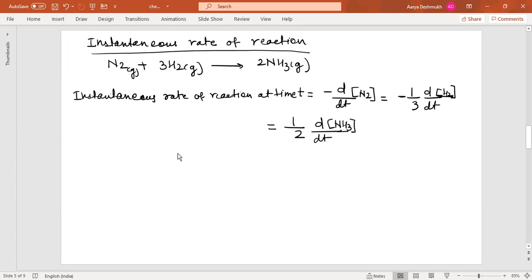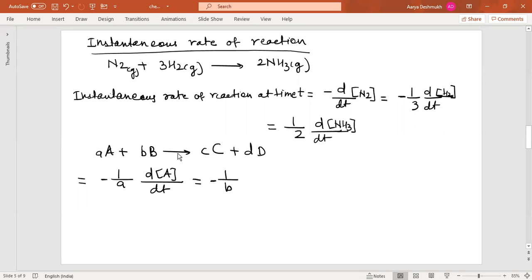Now in a general way, you can write, if the reaction is given like this: a moles of A, b moles of B, giving c moles of C as product, and d moles of D. So you can write the rate of reaction for this particular reaction as minus 1 upon a, this is the stoichiometric coefficient, d/dt of the concentration of A, equals minus 1 upon b d/dt of the concentration of B, I hope you are getting me, equals 1 by c d/dt of the concentration of C, equals 1 by d d/dt of the concentration of D. So this is the general way of writing the instantaneous rate of the reaction.